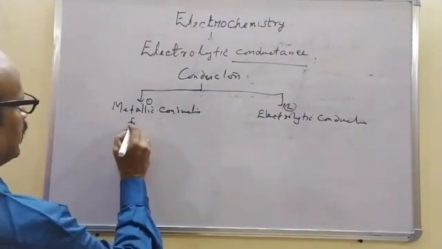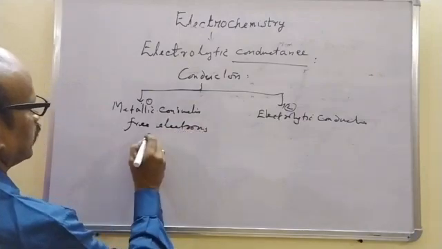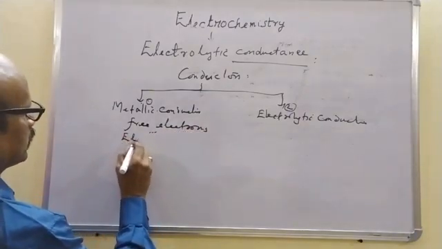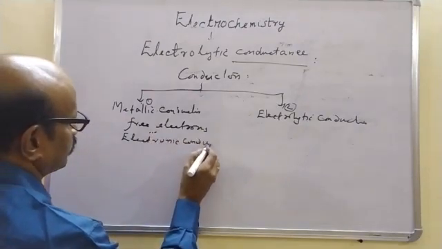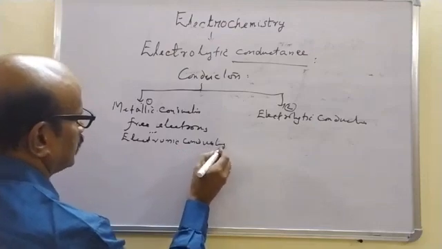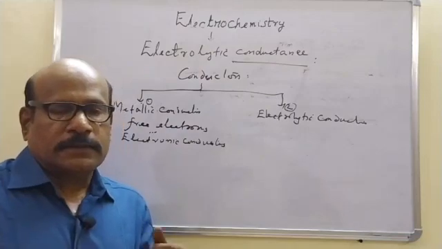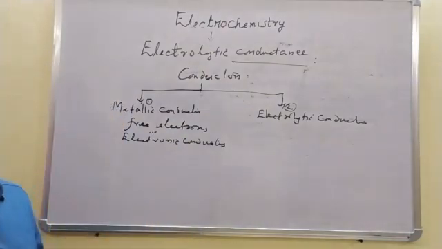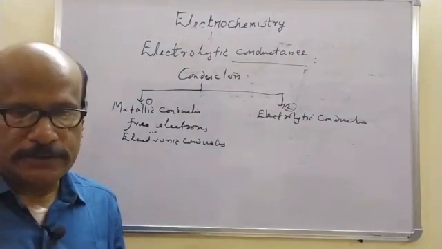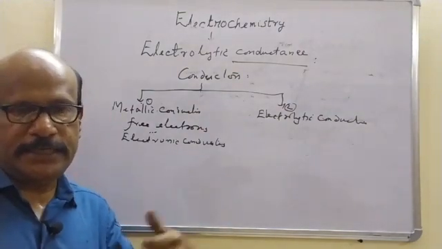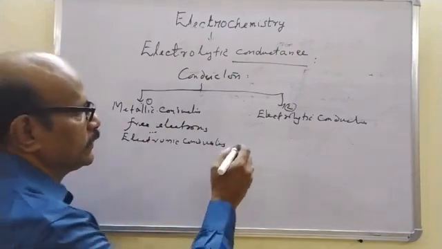Free electrons are the carriers. Hence they are called electronic conductors. While in the case of electrolytic conductors, the free ions, the free positive and negative ions present in the solution or the molten state, carry electricity, or make them conductive, and hence they are called ionic conductors.